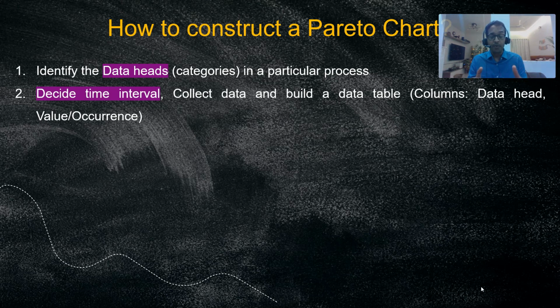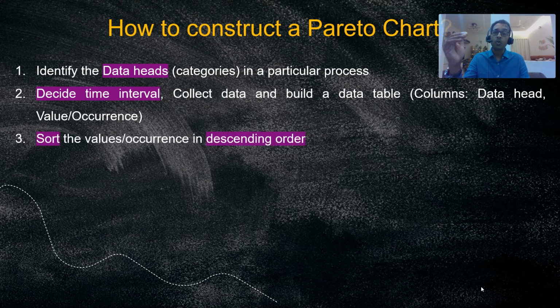So before you even start your data collection, it is very important you take a decision on the data heads. You should also decide the time interval in which you are going to collect the data. Once you have this, go to the field or go to the systems involved, collect the data, and you need to build a data table which has columns like what are the data heads and what is the value or the occurrence, depending on what kind of data sets we are talking about.